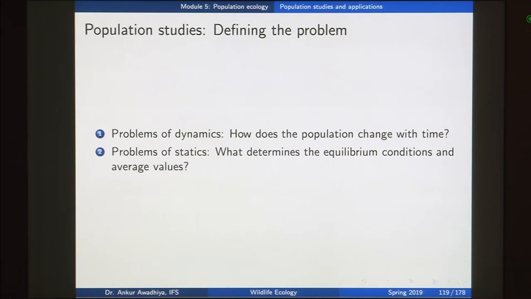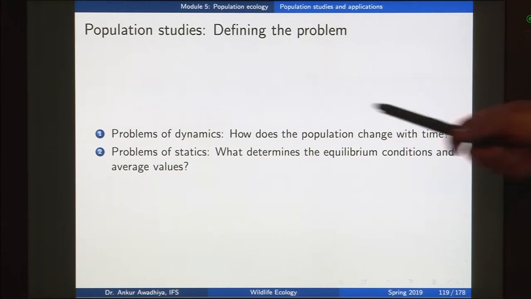Now, the problem of statics in this case could be, why is this population stuck at 40? Why does it not become 41? Why does it not become 39? Or you could ask the question, what is determining the carrying capacity of this habitat? Why is this habitat only able to support 40 tigers? Why not more? Or you could ask the question, what are the interactions that these organisms have when they have this fixed size of 40 tigers? What are their home range sizes? How much amount of territory are they defending? So, these kinds of questions will be known as the problems of statics.